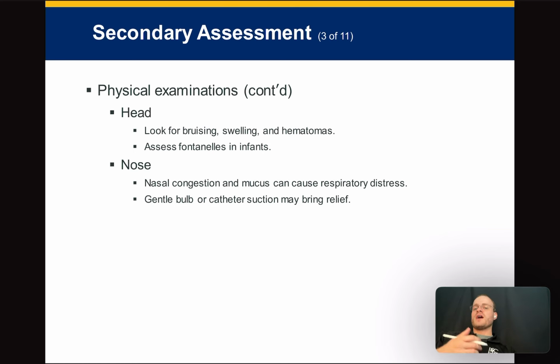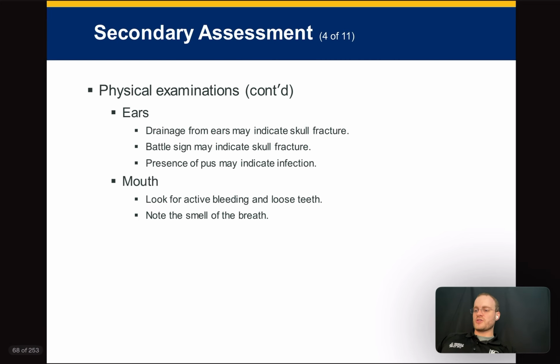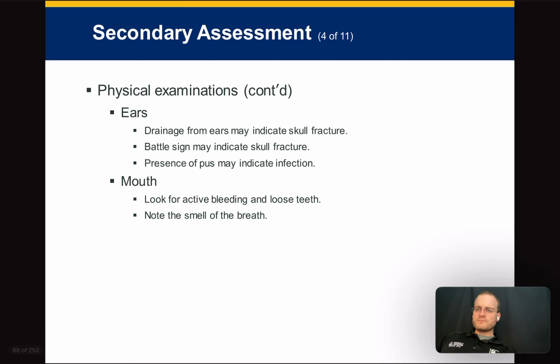Okay. The nose, you should look at: is the nose clear? Do they have a bunch of snotty boogers? They need to be suctioned, right? This is where we use bulb suctioning or even a catheter sometimes to suction them. Drainage from the ears may indicate a skull fracture. What do we call that test when you put gauze next to the kid's ear, or anyone's ear, and there's a little area like this? What do we call that? Halo sign, right? That's called the halo sign.